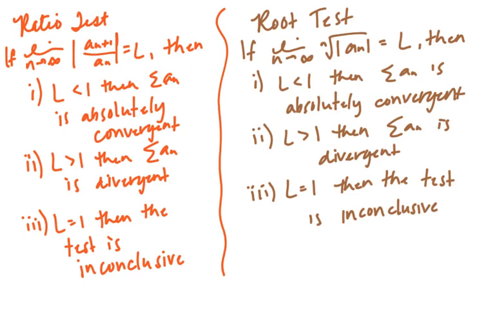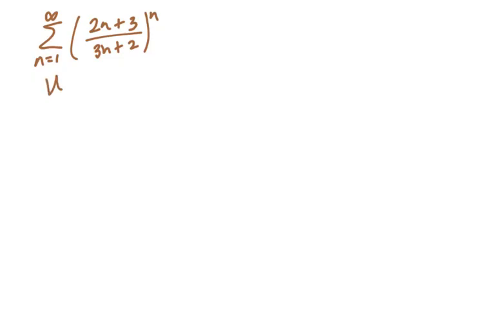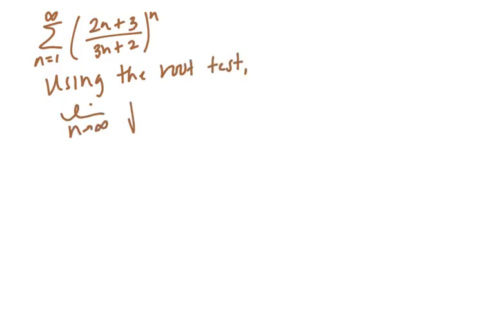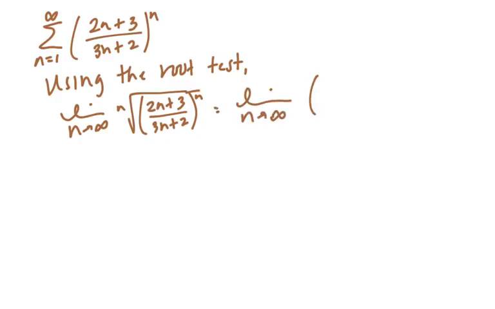Let's look at one of these. It says test the series from n equals 1 to infinity of ((2n+3)/(3n+2))^n for convergence. So let's use the root test. Using the root test, the limit as n approaches infinity of the nth root of ((2n+3)/(3n+2))^n is the limit as n approaches infinity of (2n+3)/(3n+2).